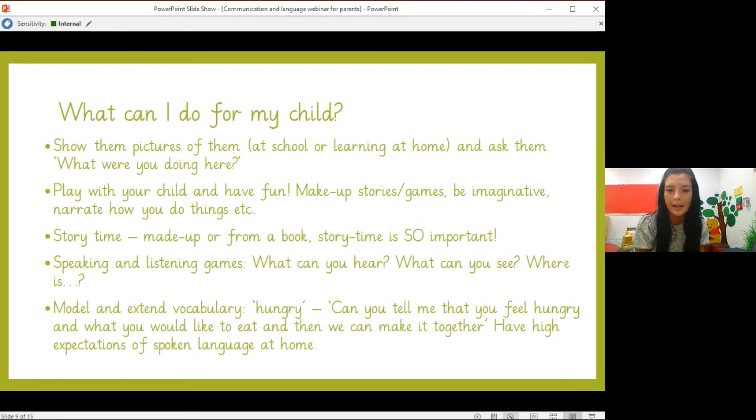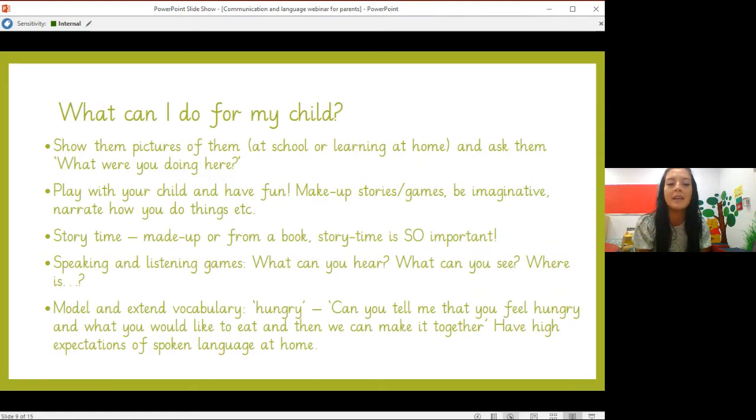Whereas if you just ask them separately, do you remember the time we went to the zoo? Or what did you do at school today? Your child is less likely to be able to talk a lot about what happened, because it's really hard for young children to remember. If you show them a picture, then they can remember, and then they can tell you what happened.